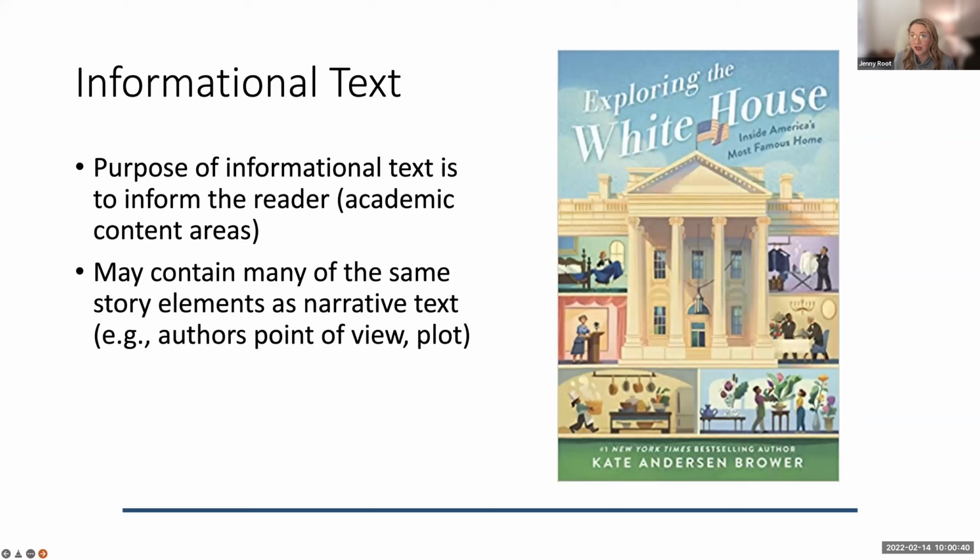if we're reading a historical book that's telling a true story of something that happened, that's still going to have a plot and author's point of view. So here's an example of a companion text that could go along with the prior book about exploring the White House. So true story of what happens inside the White House.